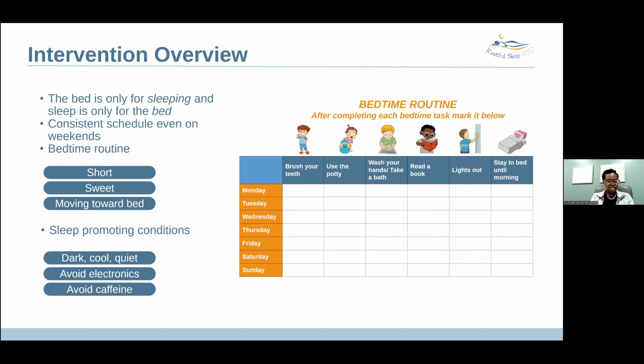So what are some of those sleep hygiene rules? The bed is for sleeping, so sleep only in bed. You want to have a consistent sleep schedule, even on the weekends. You want to make sure that your bedtime routine is short, it's sweet, and moving towards the bed. And then you want to make sure that your bedroom environment is sleep promoting. So it's cool, it's dark, it's quiet. Avoid electronics. Usually we'll say about 30 to 60 minutes before bed. And definitely limit caffeine, which can be a stimulant.